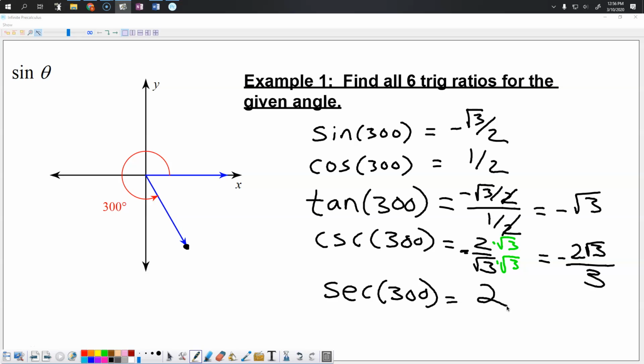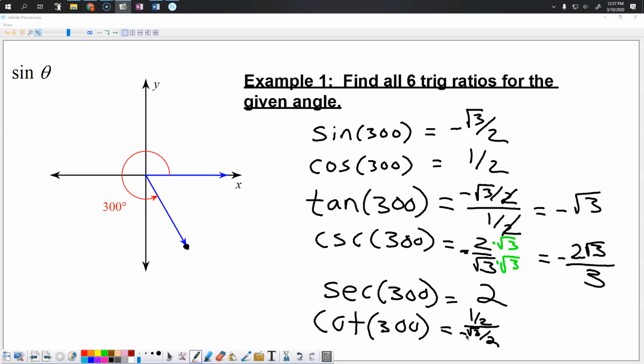All right. Last one, cotangent. Say that again. No, I don't think so. Say that again. Yeah, that's where I'm going to go with it. So cotangent is x over y, correct? I had to squish it in there.